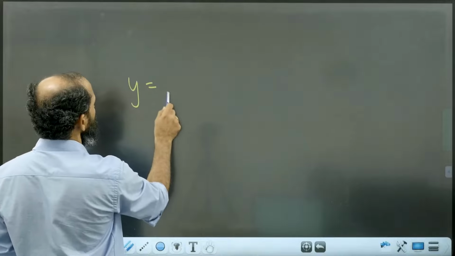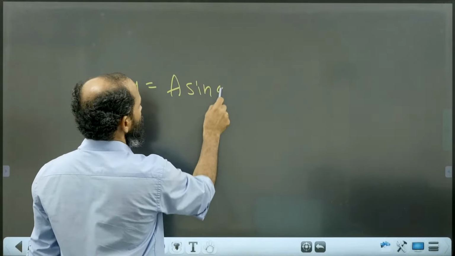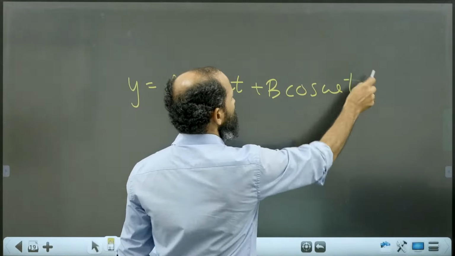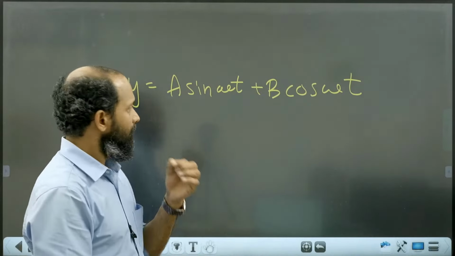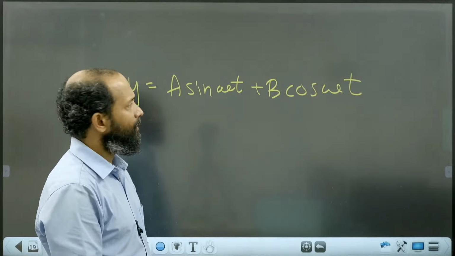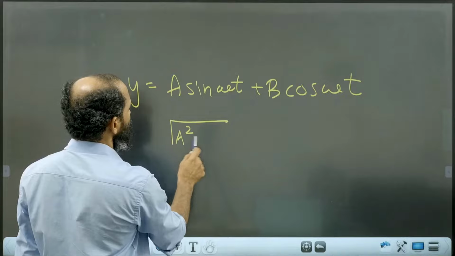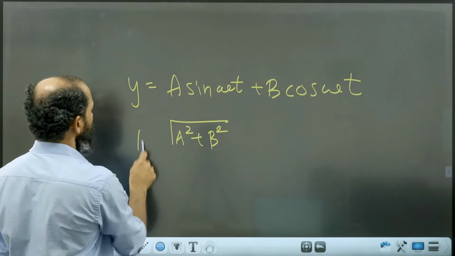Y is equal to A sin omega t plus B cos omega t. Like this also you can express periodic motions. But the resultant amplitude would be root of A square plus B square. That is the resultant amplitude.